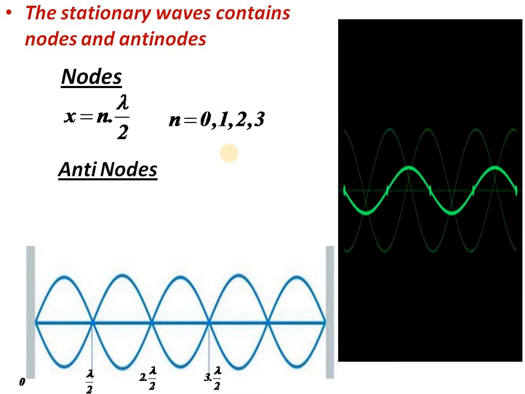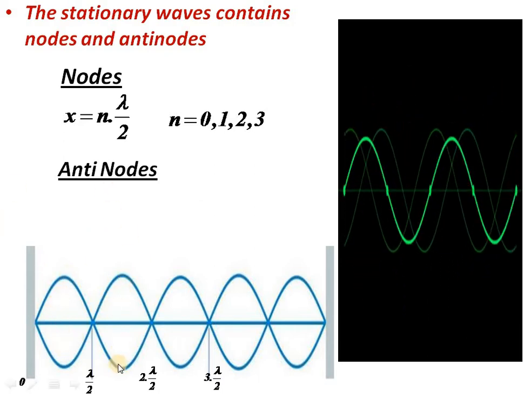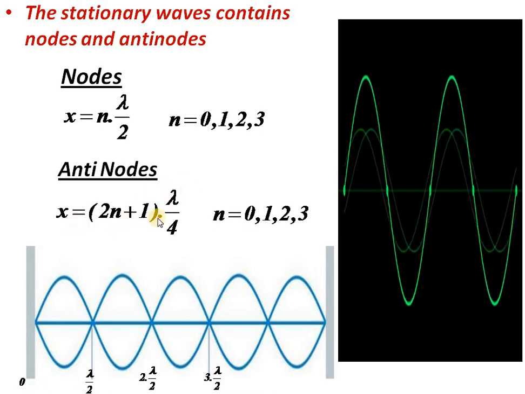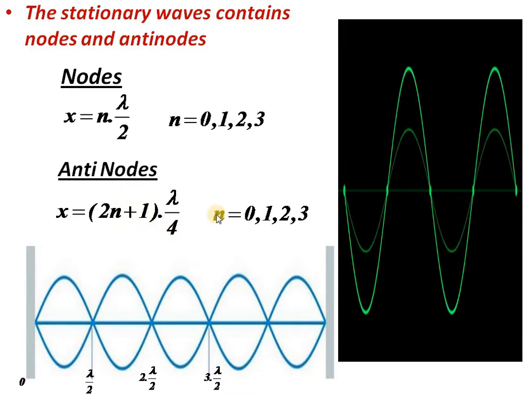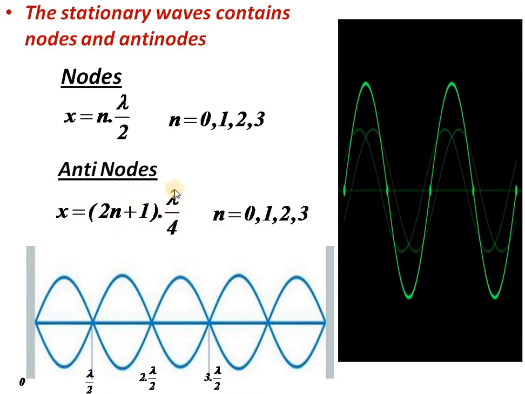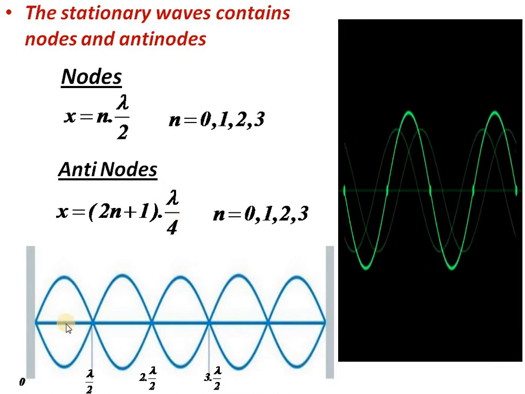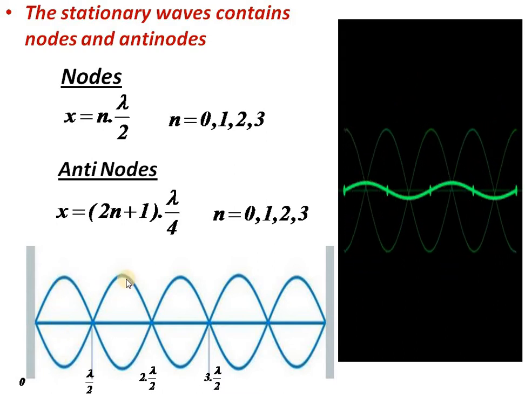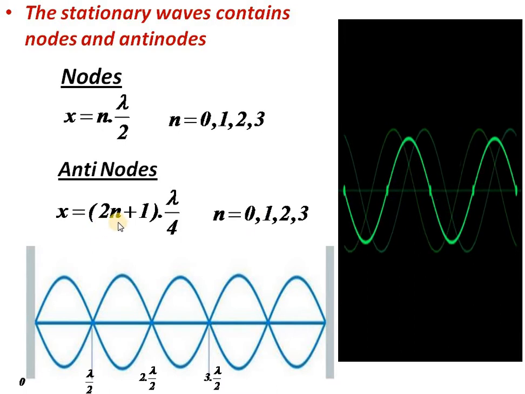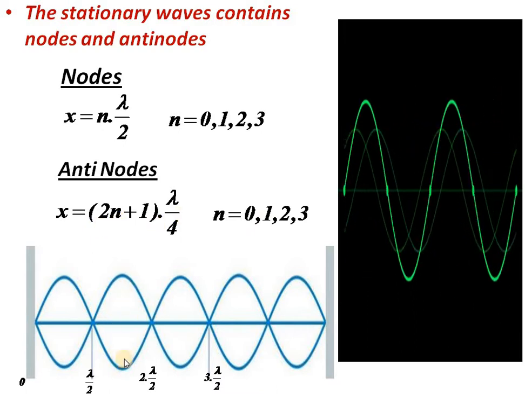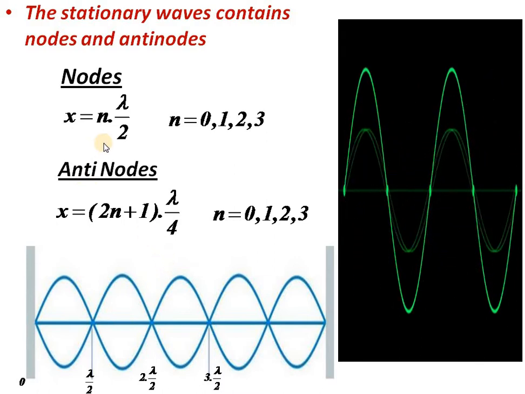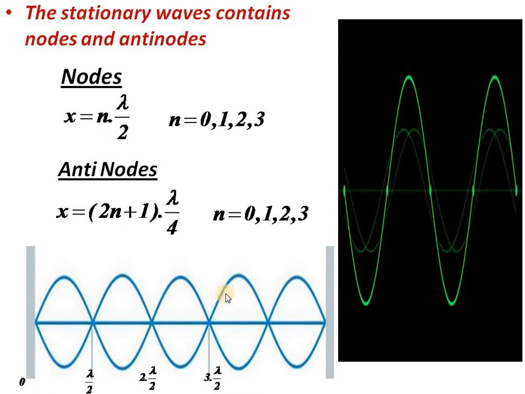Secondly, we had a condition for antinodes. Antinodes are the points having maximum displacement. And we had the condition like this: x is equal to (2n plus 1) lambda by 4. If you place n equal to 0, the first antinode will be at x equal to lambda by 4. Understand? You can see in the figure, you get the maximum value. Similarly, n equal to 1 will give you 3 lambda by 4, that is coming over here. So this way you can mark each and every point. So we get nodes and antinodes. This is a continuous process.